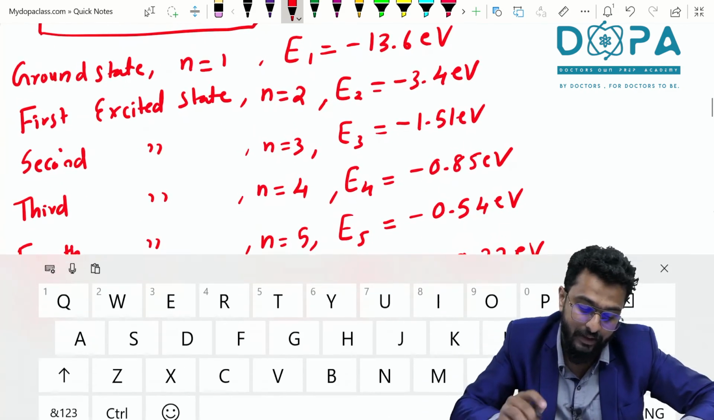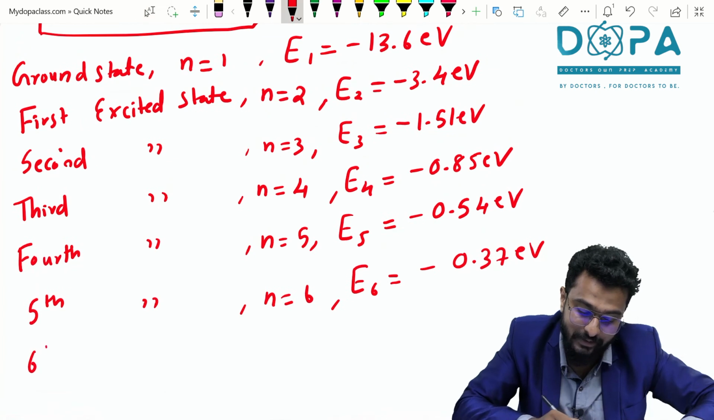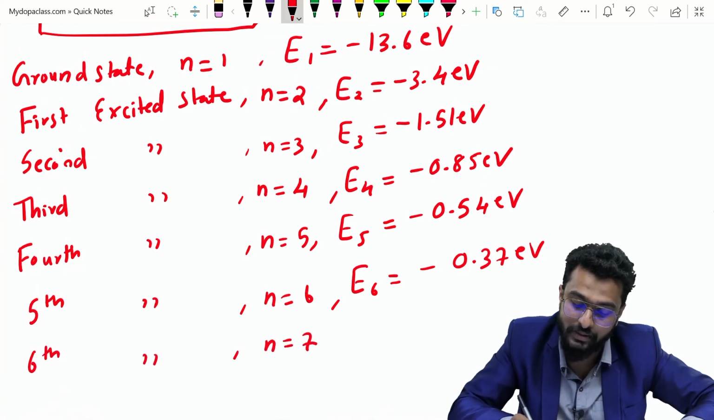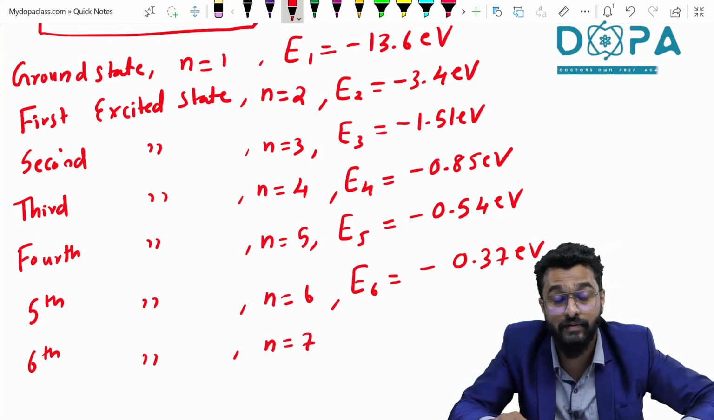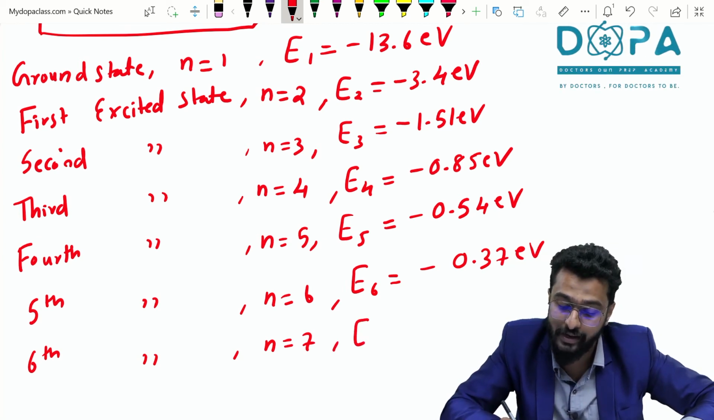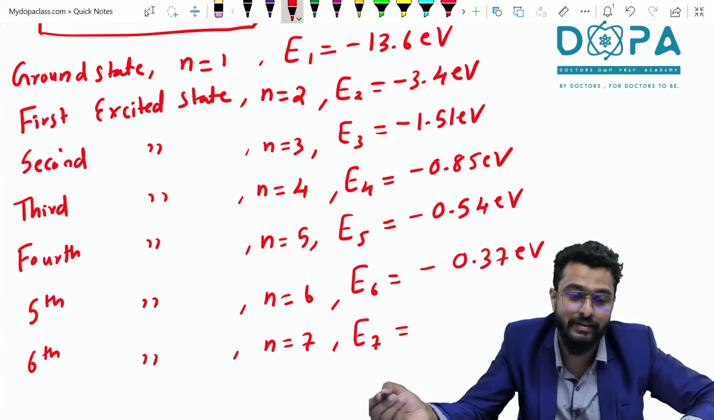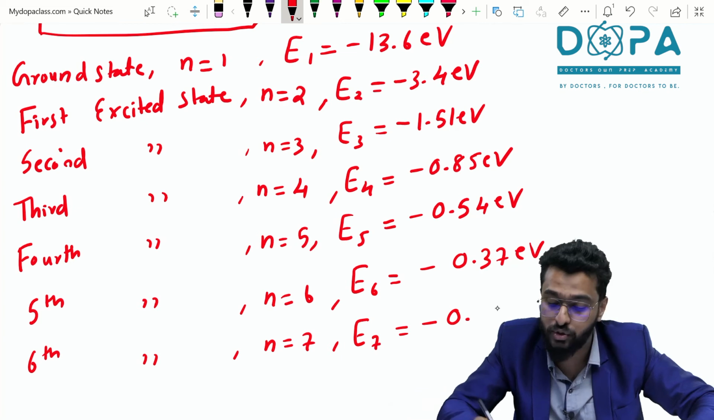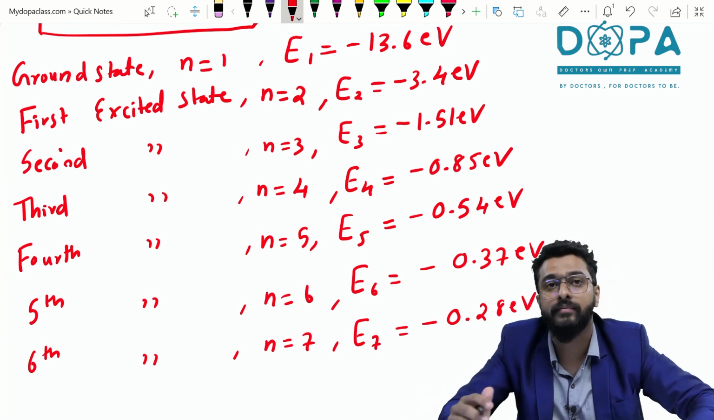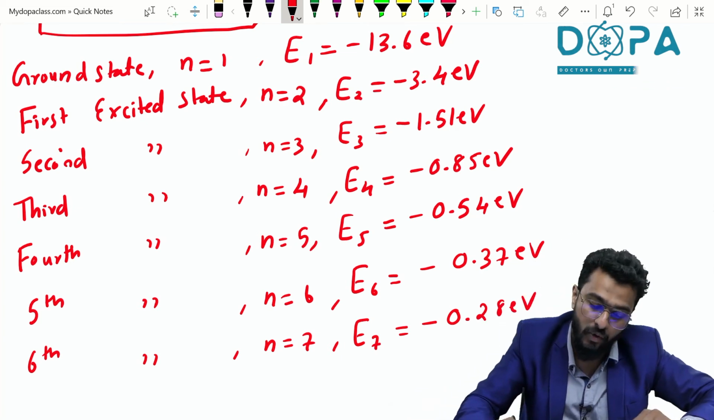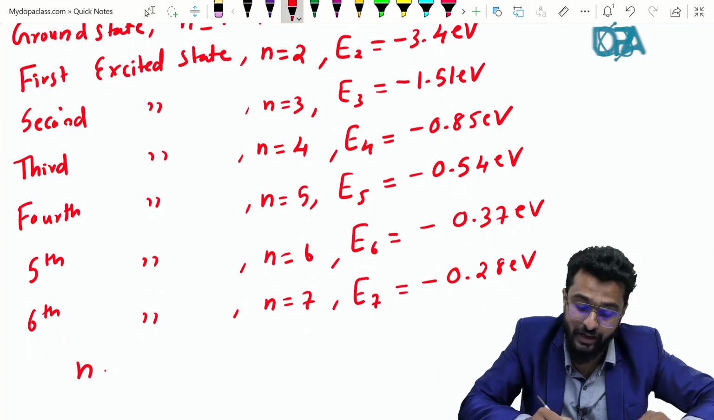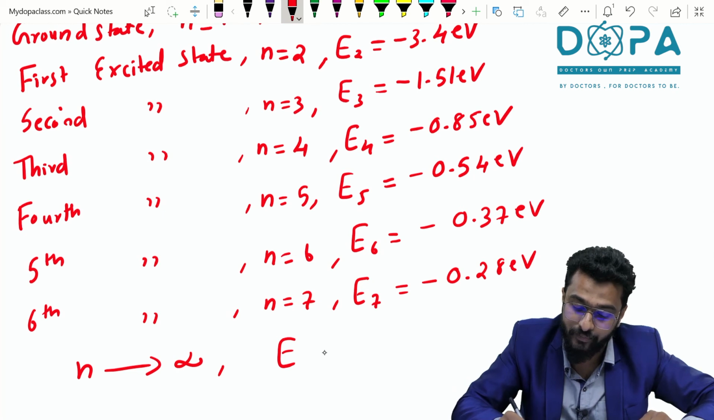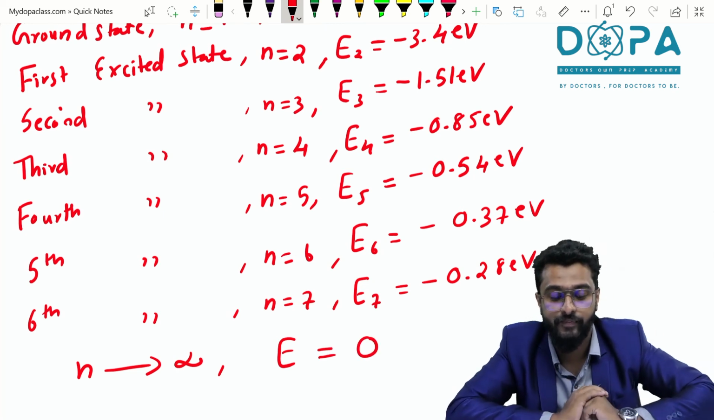Ready? Clear? Then for sixth excited state, here n is equal to 7, which means the seventh orbit. In that case, the energy E7 is equal to minus 0.28 electronvolt. Thus when n is equal to infinity, the energy will become 0.